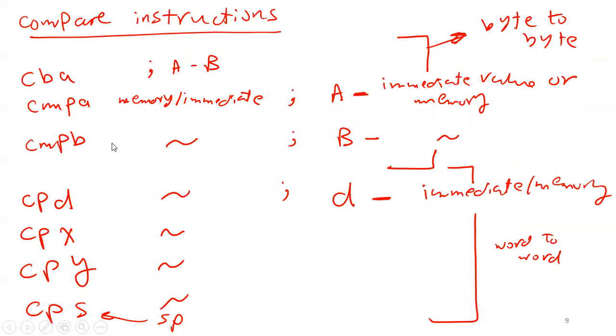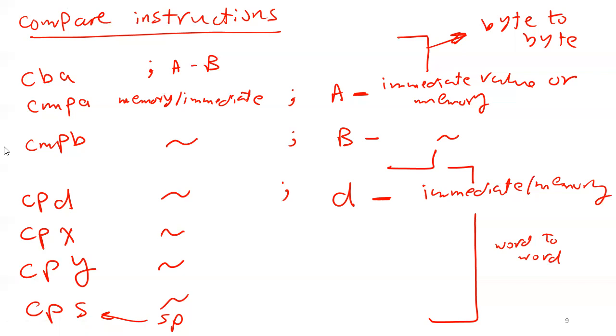Also, we have compare B, register B, with memory or immediate value. That's all we have for bytes. So here we have 3 instructions to compare byte to byte. Only 3 instructions. For sure, I don't have an instruction to compare a memory location to another memory location. Similar to what we did last time, if you want to compare a memory location to a memory location, you have to take one of them, put it in register A, and then compare register A to the other memory location.